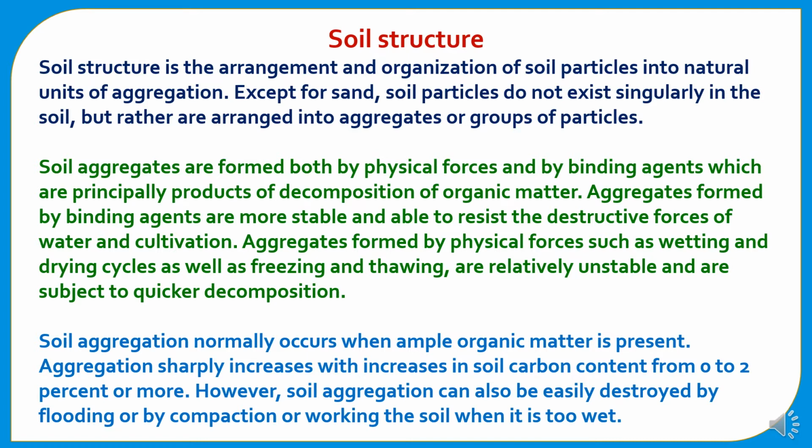Soil aggregation normally occurs when ample organic matter is present. Aggregation sharply increases with increase in soil carbon content from 0 to 2% or more. However, soil aggregation can also be easily destroyed by flooding or by compaction or working the soil when it is too wet.